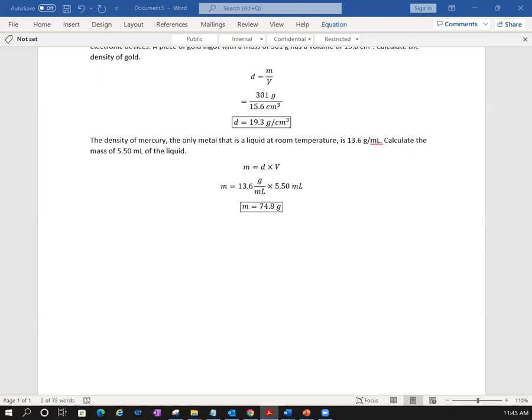Kung given naman tayo ng density at ng mass at gusto natin hanapin yung volume, pwede rin yun. I-manipulate lang natin to. So, i-change lang natin yung position nitong volume sa density. So, ang magiging equation mo dyan is dito yung volume at dito yung density. Ganyan yung magiging computation nyo.